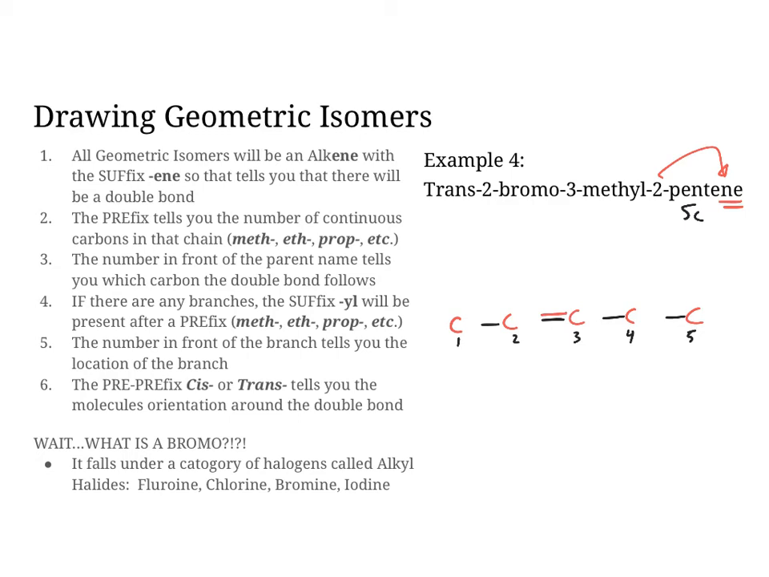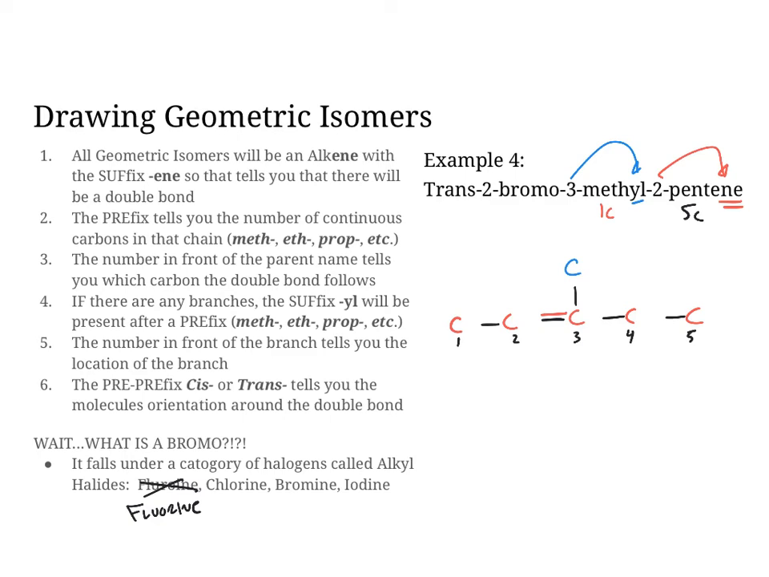So far, so good. I am familiar with the YL, which tells me that I have a branch. The meth tells me it is a 1 carbon long branch, and the 3 tells me its location. So, simply put, I'm going to put a methyl branch on the third carbon. Now, we've already discussed what a bromo is, and we've already decided that I can't spell. Oh boy, I still can't spell. Fluorine. Good, fluorine. That's better.